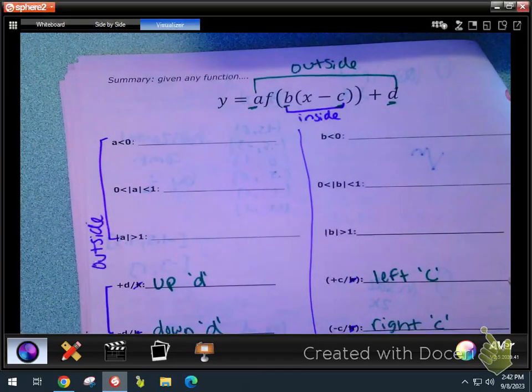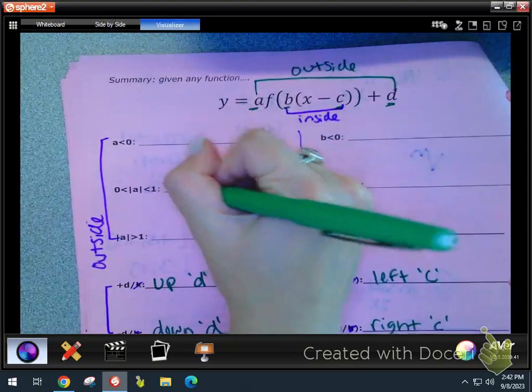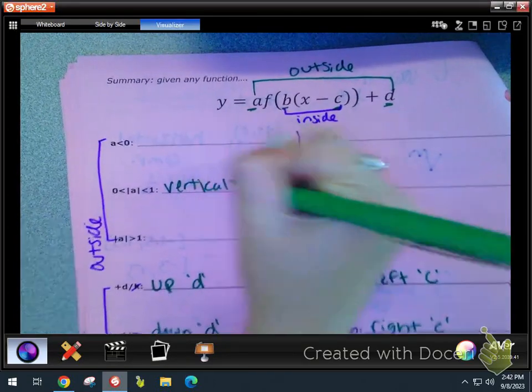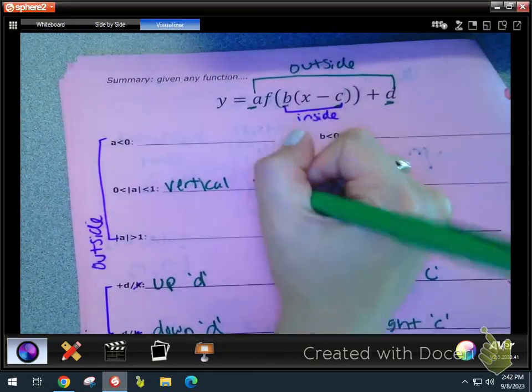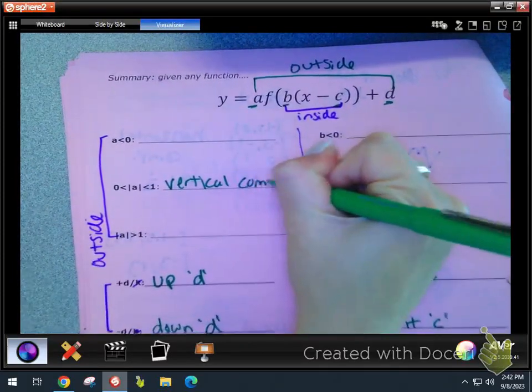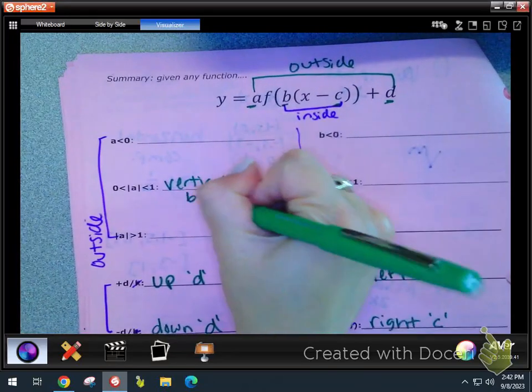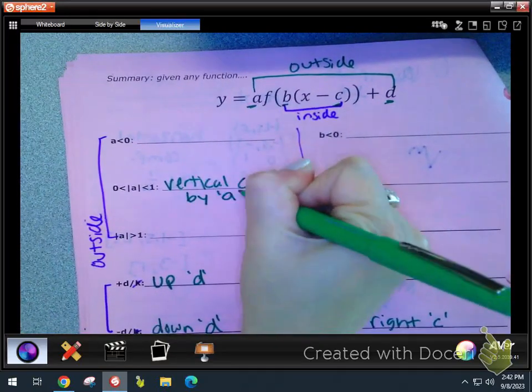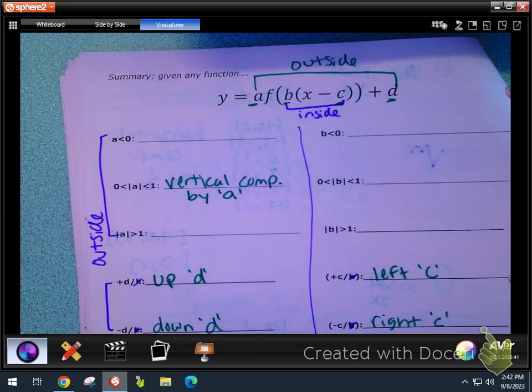Here's the transformation. It's an A value, so it's going to be vertical. And it's like you have a fraction smaller than 1. That's going to be your vertical. What do you think? Fractions. What do those make you think you're doing? Compressing. This is a compression. Vertical compression by the factor of A. You don't change that. It should be a little baby fraction. That means it's a compression by that fraction.